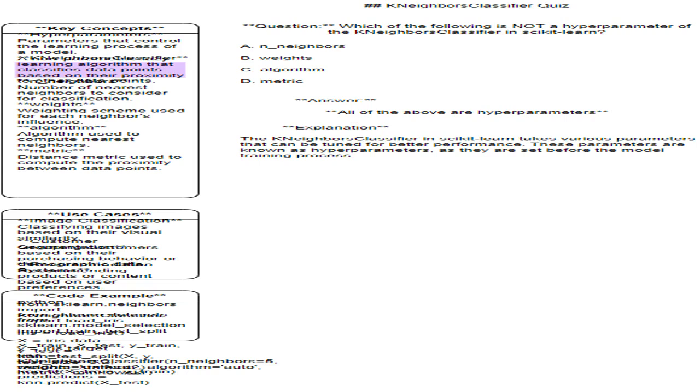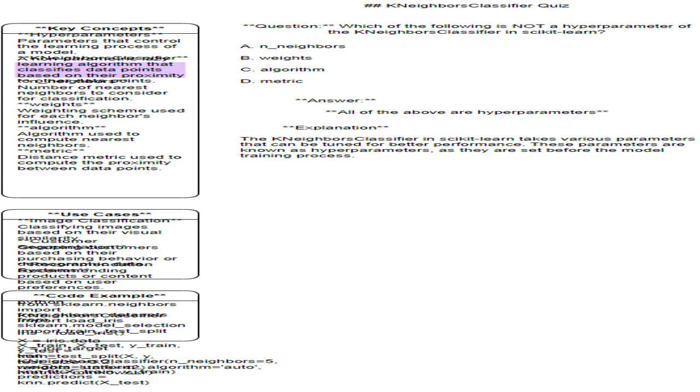This code snippet demonstrates the implementation of a k-neighbors classifier in Python using sklearn. It loads the iris dataset, splits the data into training and testing sets, and then trains a k-neighbors classifier model. The model is then used to make predictions on the test data. This code example provides a practical starting point for applying k-neighbors classifier to real-world machine learning tasks.